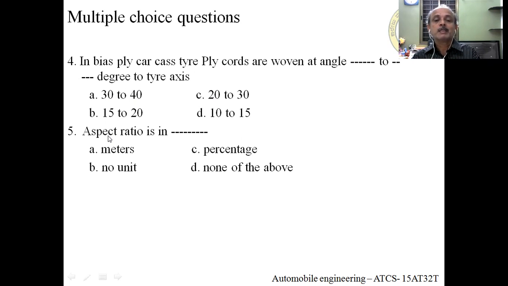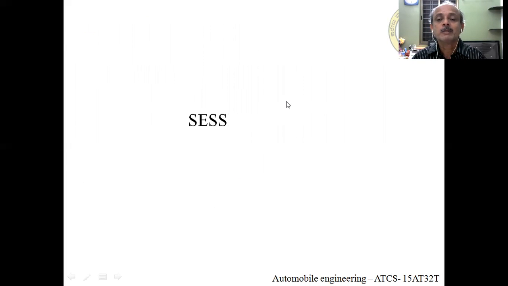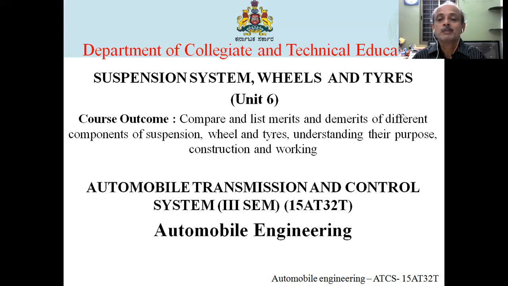So the last question is, aspect ratio is in dash. The options are meters, no unit, percentage, none of the above. We have studied earlier, aspect ratio should be in percentage. So the answer is C, it is in a percentage. So like this, we have to go through the subject.